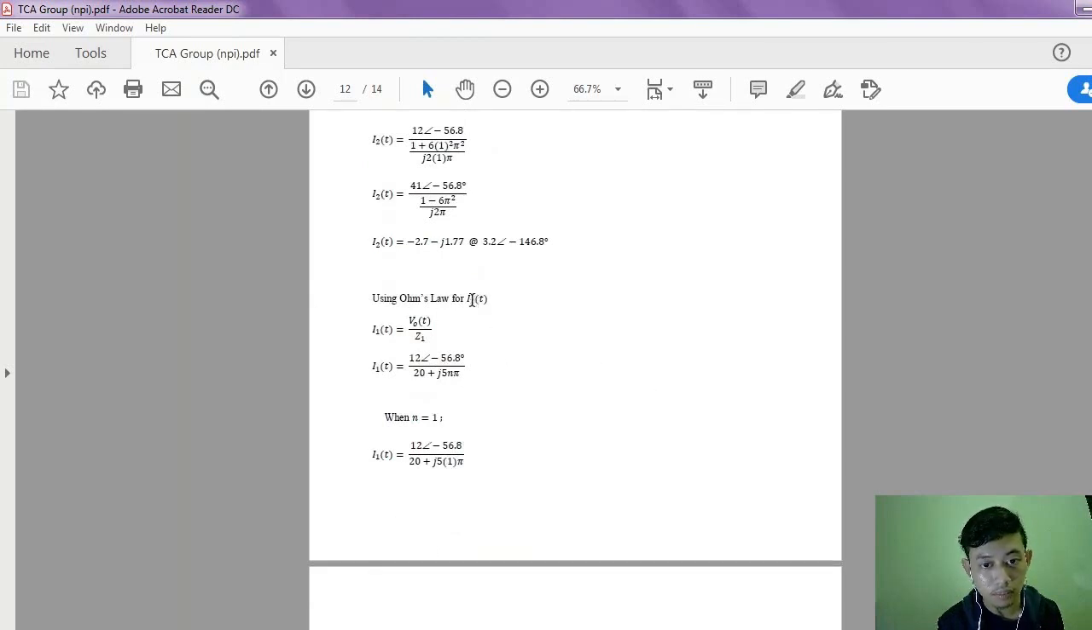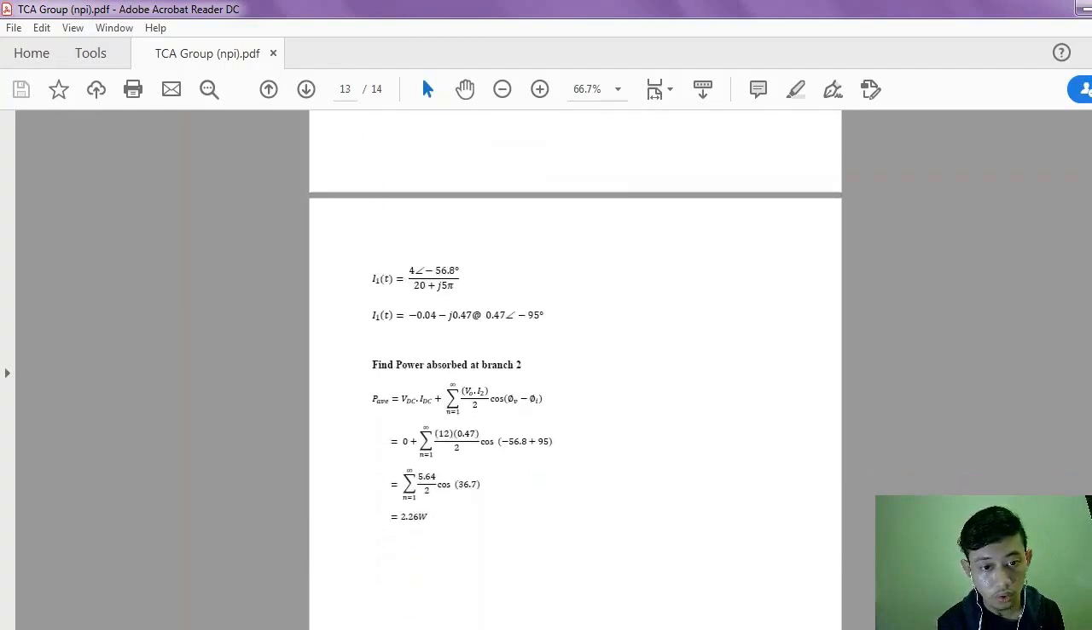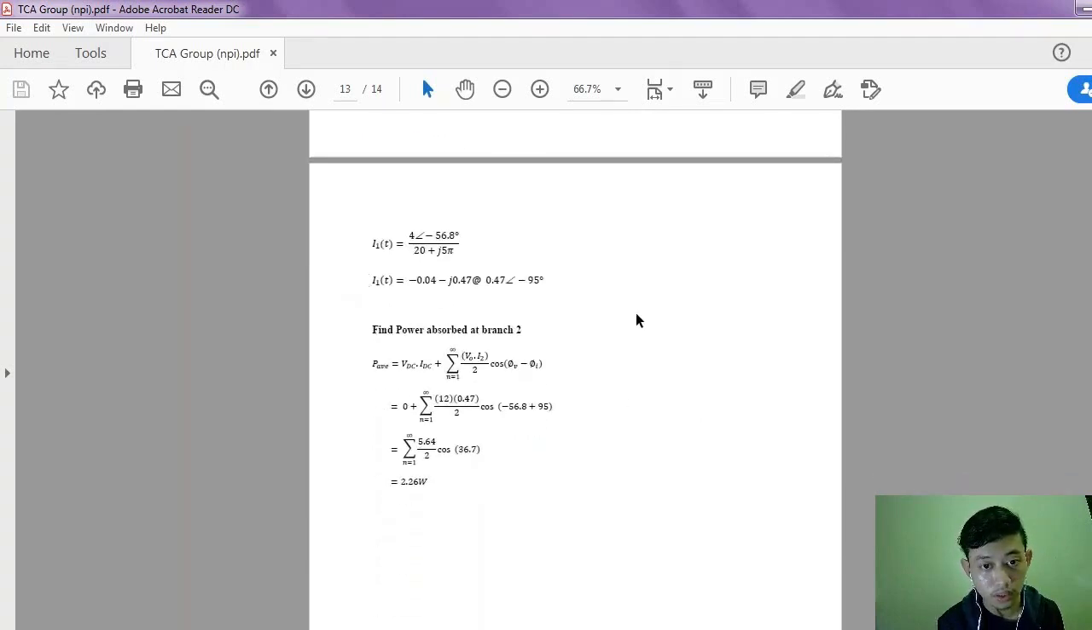Sorry, we find I2 first, and then later we find I1. Actually this is I1, so there is a correction here, right? So this is I1. For I1, similar to I2, we just use the same formula and replace n with 1 and you will get the answer. So this is the answer for I1.